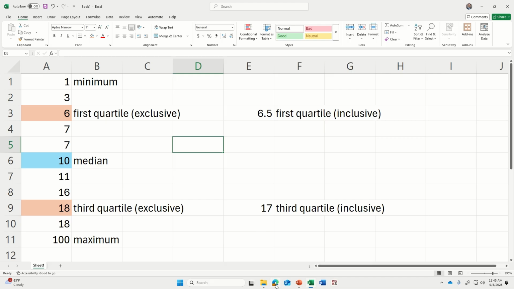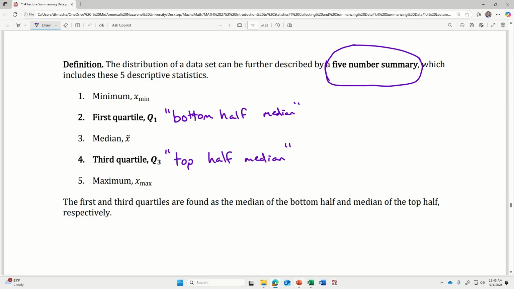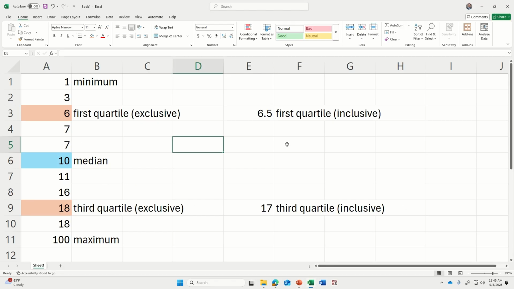Nope. Wait, why is it 6.5 for inclusive? So it's 6.5 for inclusive because I'm including all 6 of these, including the median. That's what the word inclusive means, I include the median, and then I take the median of these 6 numbers, which should be halfway between 6 and 7. So it should be 6.5.